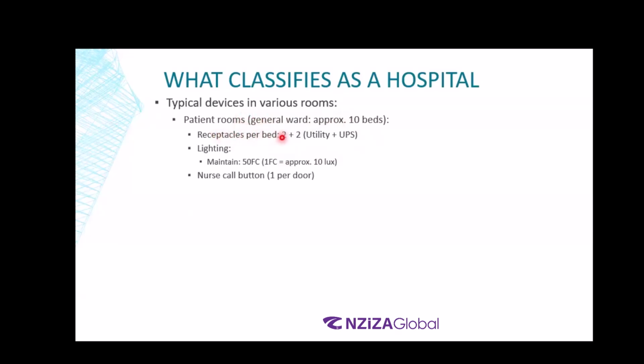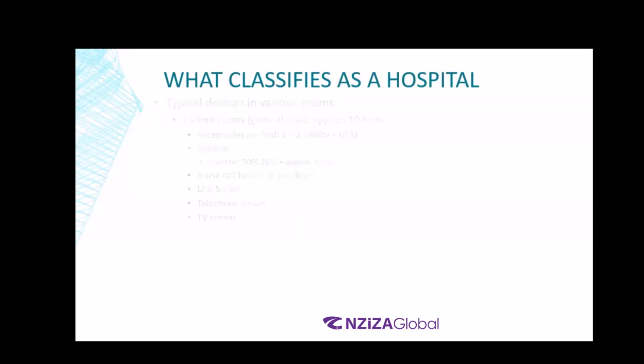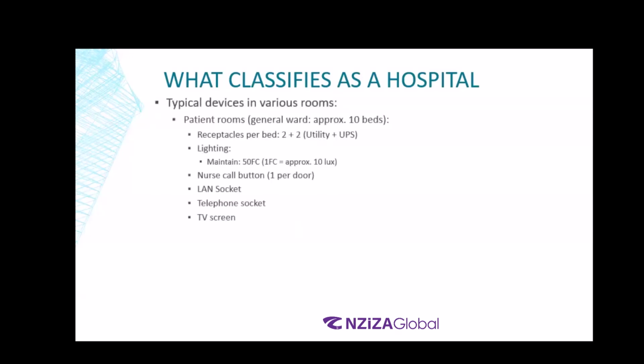We need receptacles per bed. So if there are 10 beds in a general ward, there will be a total of 40 receptacles, 4 assigned to each bed. Make sense? So basically 20 will be on the utility raw power and 20 will be on the UPS. Next, there will also be a LAN socket. The LAN socket can be right next to the nurse call button, telephone socket, TV screen. All right. So this was for the general ward patient room. You guys can take a picture of this as well.